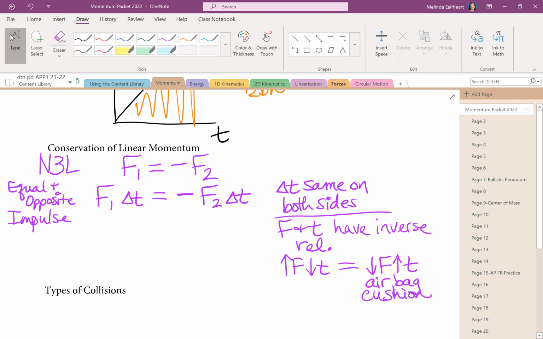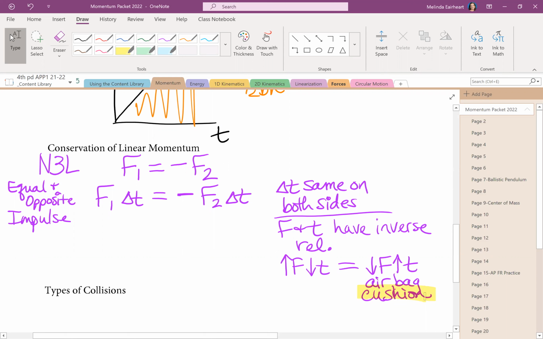But if you compare airbag to no airbag, the dashboard and the airbag both bring you to a stop. They will both change your momentum to 0, yes? But the dashboard is going to hurt a lot more, right? Cause more injury. And so anything that has that cushion aspect is because of this inverse relationship with force and time, okay? Anything with it.